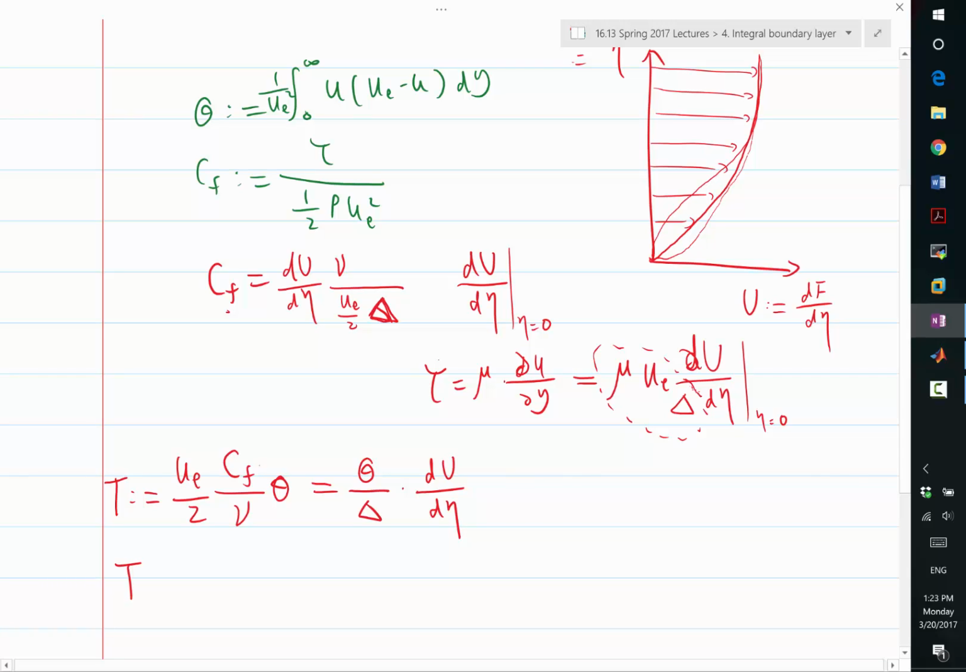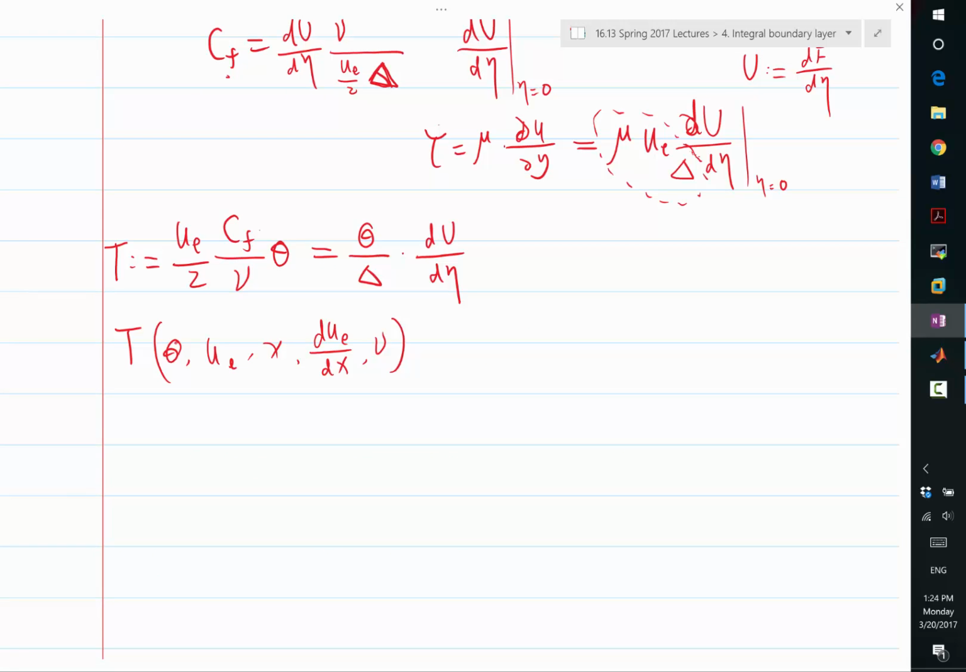To model T as a function of theta, UE, dUE/dx, and also nu, there are a lot of parameters you need to extrapolate. So for all our interest, we want to reduce the set of parameters as much as possible. And using physics, especially dimensional analysis, is an excellent way for us to be able to do that.